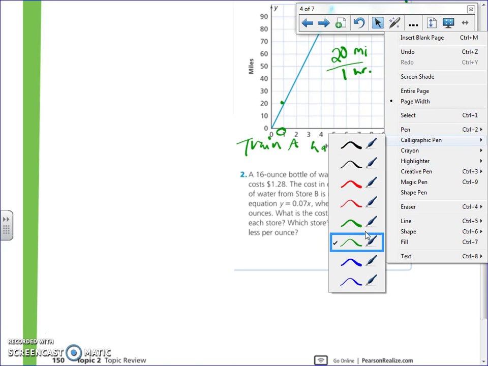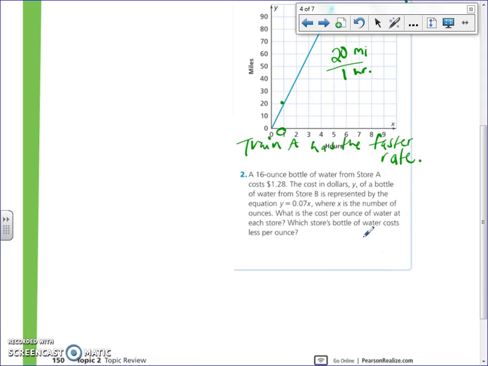For my store A, it was $1.28 for 16 ounces. So if I want to find for 1 ounce, I'm essentially going to divide 128 by 16, and that will tell me the price for 1 ounce of water. When I divide that out, I get $0.08, which is 8 cents. Okay, so store A costs 8 cents.